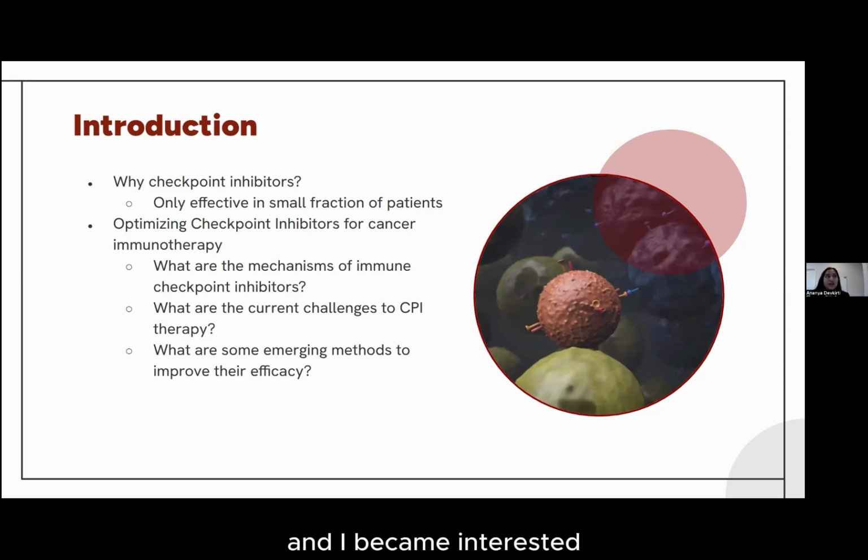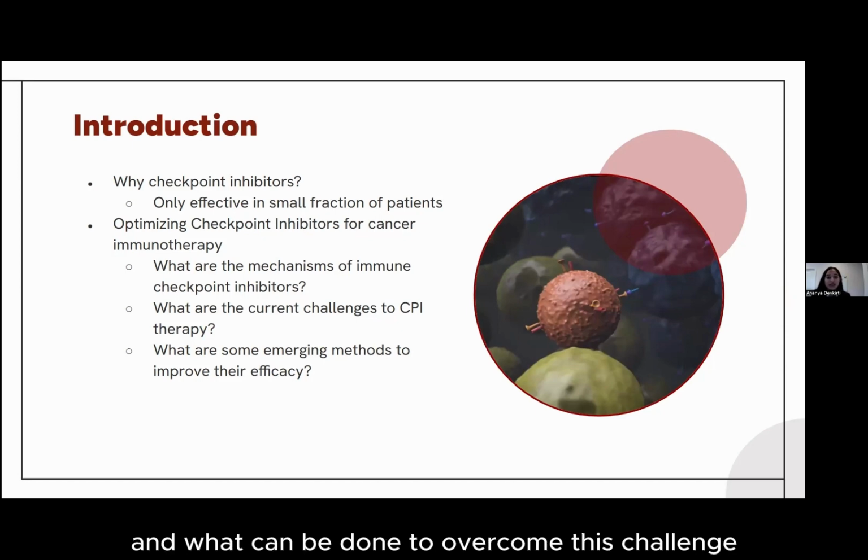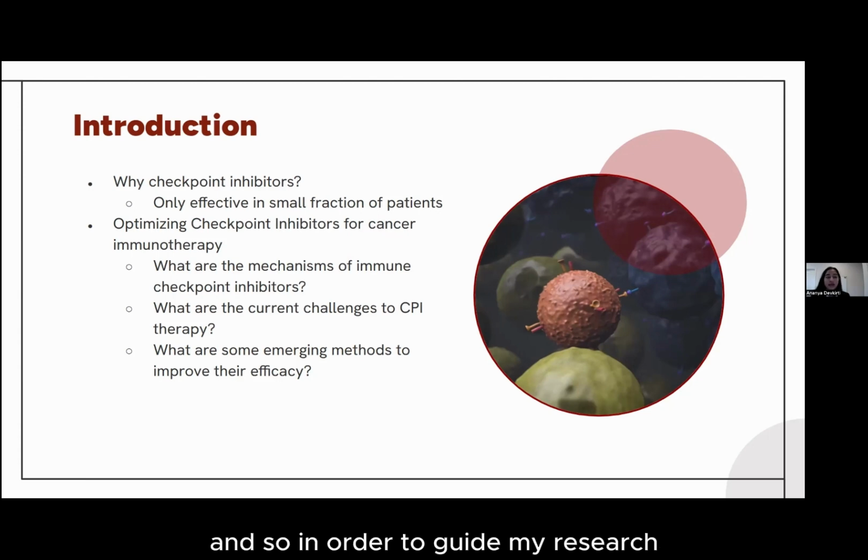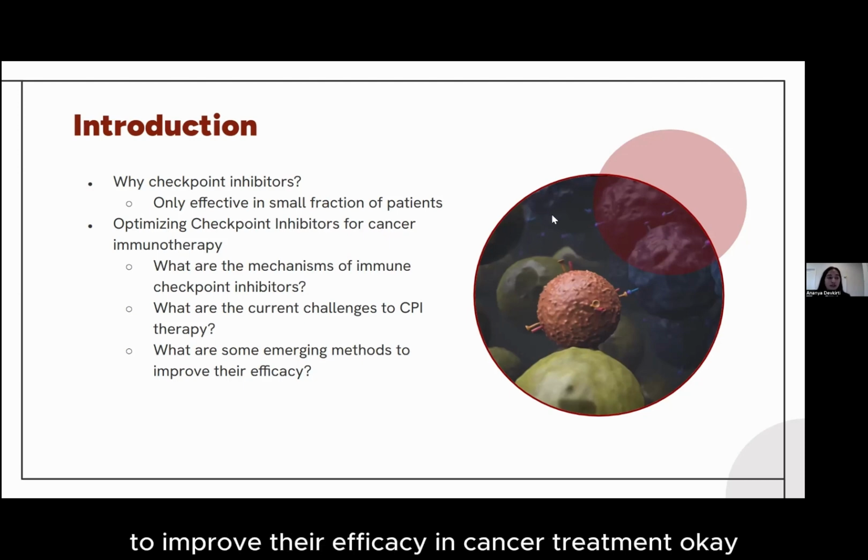And I became interested in why inhibitors react differently to different types of cancer and what can be done to overcome this challenge. So in order to guide my research, I came up with three research questions that I wanted to consider. I looked at the mechanisms of immune checkpoint inhibitors, the current challenges to checkpoint inhibitor therapy, and some emerging methods to improve their efficacy in cancer treatment.